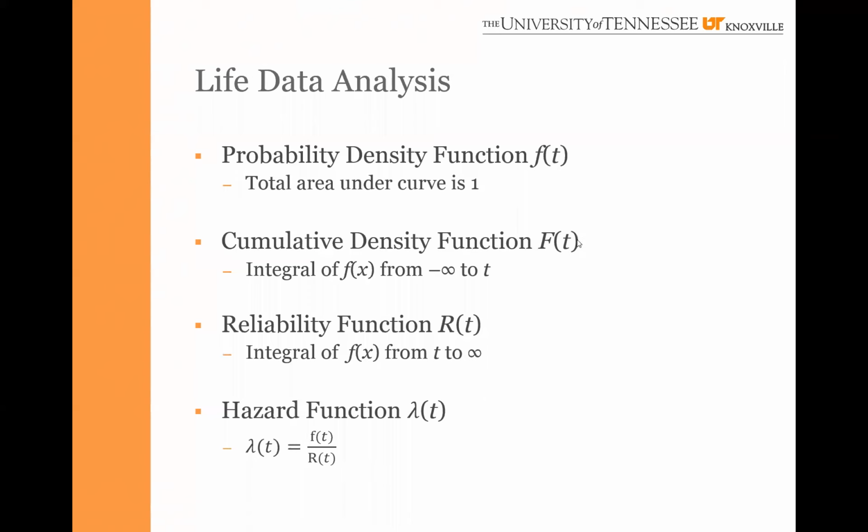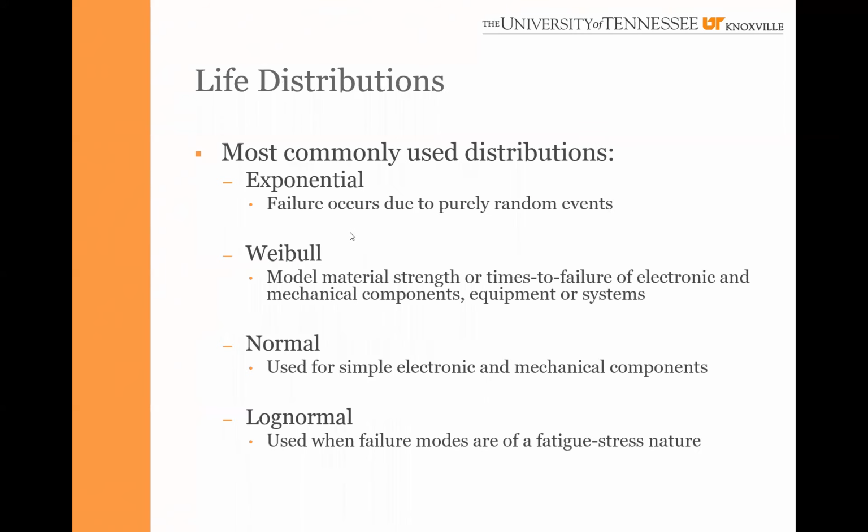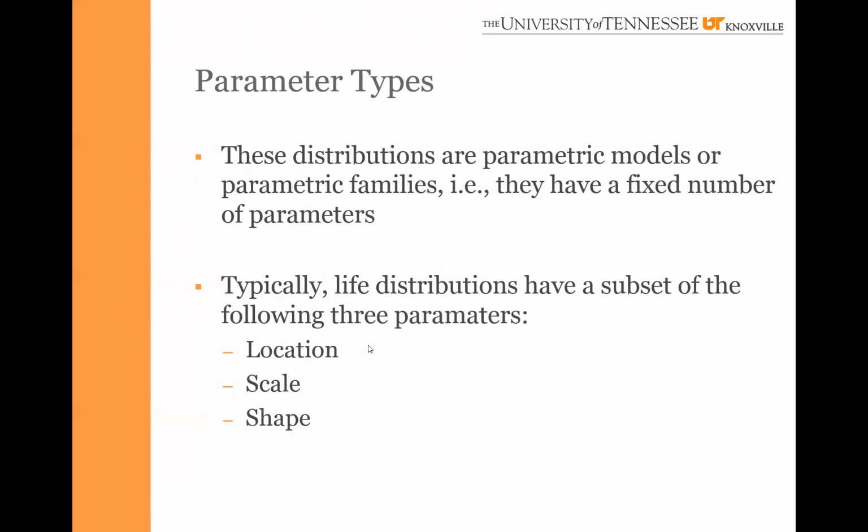So we had talked about lowercase f, capital F, R(t), and lambda(t). What we want to do next is to analyze these 4 functions for a series of lifetime distributions: exponential, Weibull, normal, and log normal. They're commonly used to capture the time to failure of components. Right? And they are called parametric models because they have a fixed number of parameters. These parameters for life data or life distributions are typically of 3 types: location, scale, or shape.